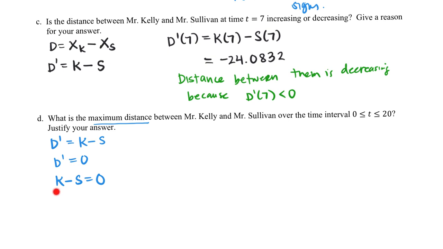On my calculator, I can use the solver or I can use the grapher. If I have a NumWorks, I can go to equations and use the solver because I saved k as f of x and s as g of x. I can do f of x minus g of x equals 0 and have it solve the equation for me, and that's fine.